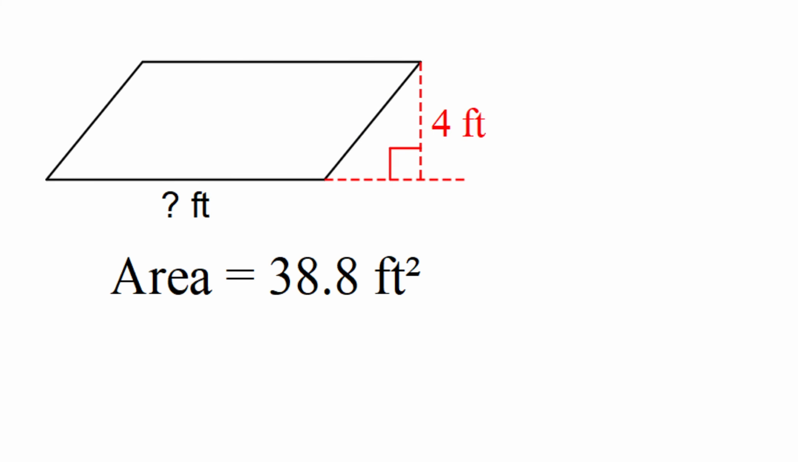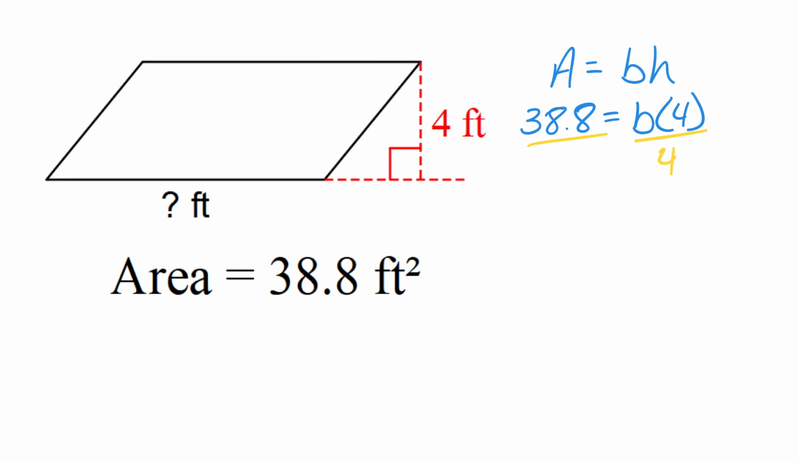And we have a parallelogram, same thing, area equals base times height. In this case, our area is 38.8, and our height is 4. So we're looking for the base in this one. So in order to get the base by itself, we divide both numbers by 4. And we learn that our base is equal to 9.7. And we're measuring in feet, so it's 9.7 feet.